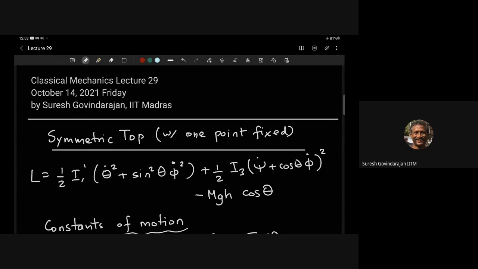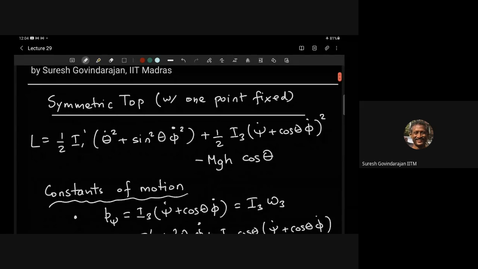Okay, so good morning. We will just continue our analysis of the symmetric top, actually with 1 point fixed, which I mentioned briefly but didn't really emphasize. If you remember, we worked out the Lagrangian, and there was this I1 prime, which was I1 plus some mh square. So that was this definition here, and this is the potential energy, and this is what we get.